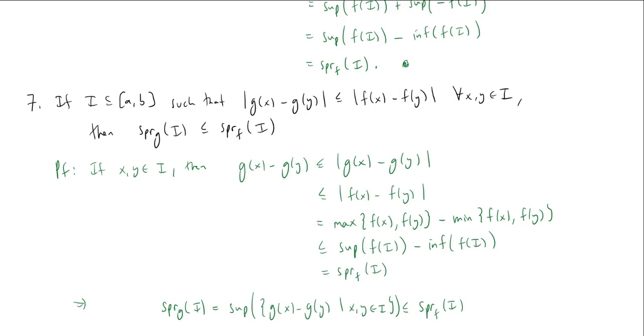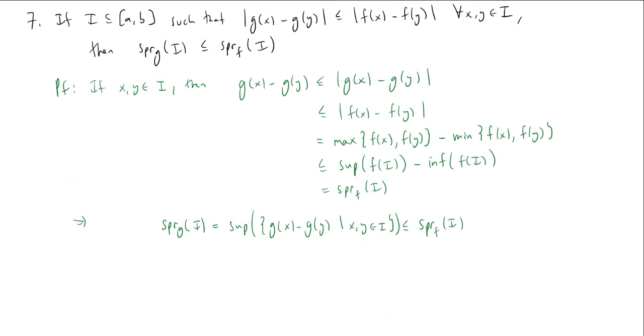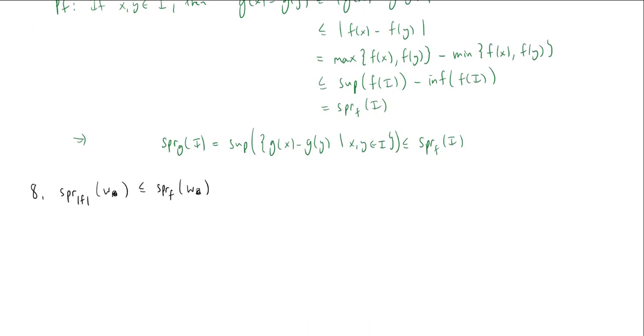Okay, so we move on to number 8. And in number 8, we're just going to actually apply number 7 in a very particular case. Specifically, we're going to show that if I take the absolute value of f spread of, well, let's just say even a partition, that this is going to be less than or equal to the f spread of the same partition. Okay? So we're extending everything we did up above, actually now to partitions.